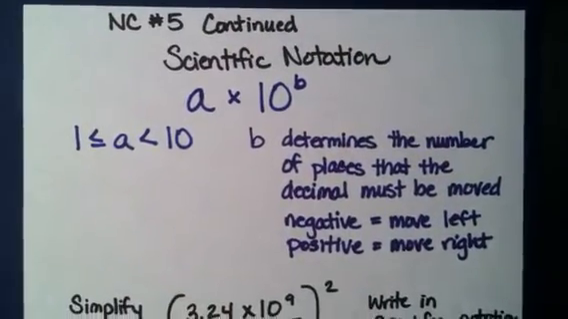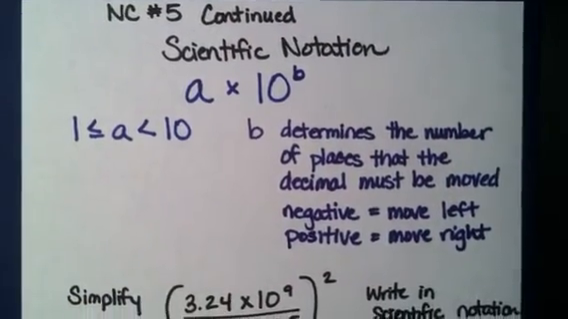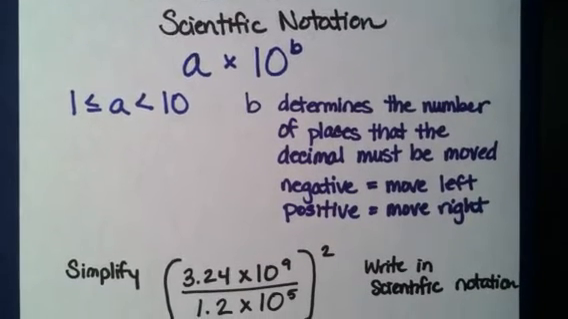On note card number 5, we also covered scientific notation. For scientific notation, you need to be aware that the first number has to be a number that is greater than or equal to 1, but less than 10. The base is always going to be 10. And the exponent on the 10 is going to determine the number of places that the decimal must be moved.